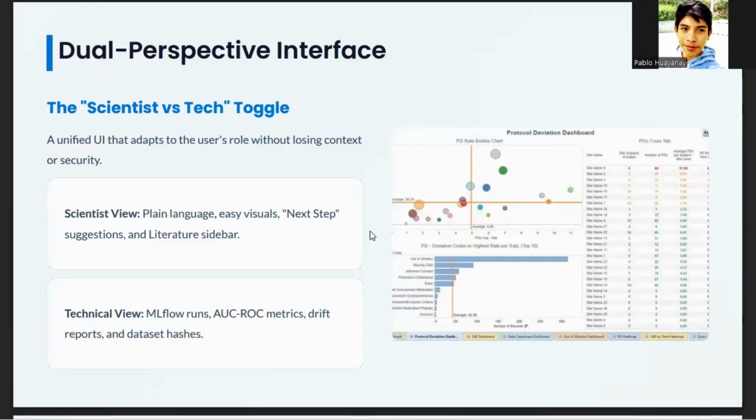A key learning from this project was the importance of user personas. Scientists and ML engineers speak different languages. This led to a dual perspective interface, a scientific view for plain language and literature, and a technical view. In conclusion, the Bio-Agentic Lab Assistant shows how Azure AI can accelerate discovery safely and transparently. We are ready to empower the next generation of labs. Thank you.